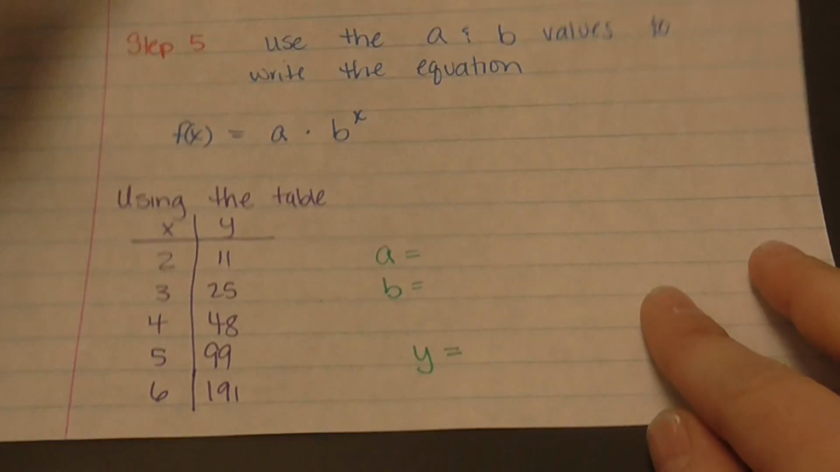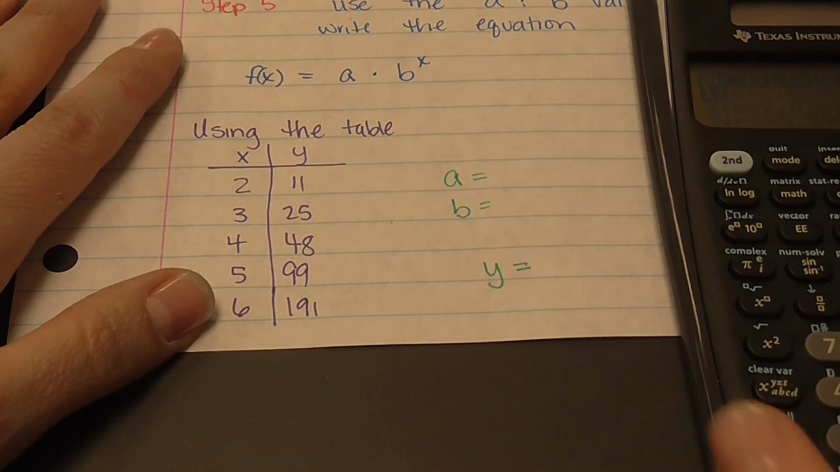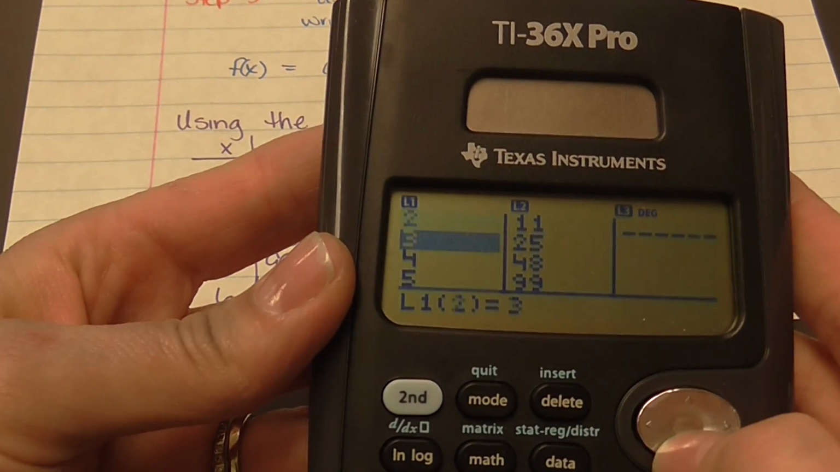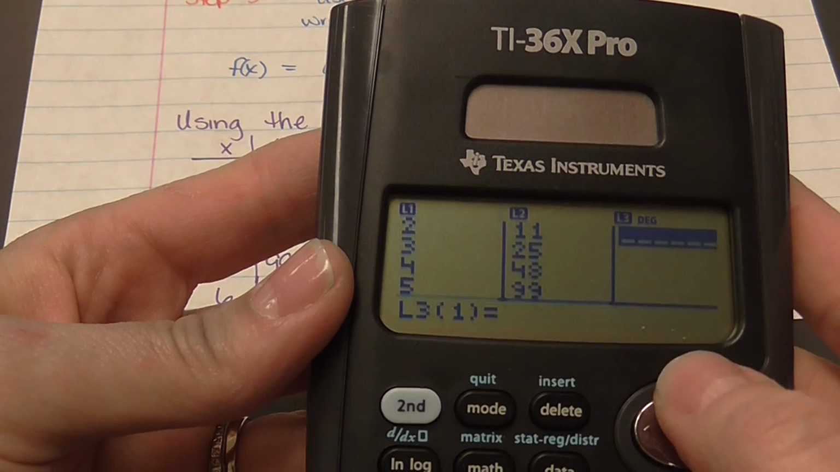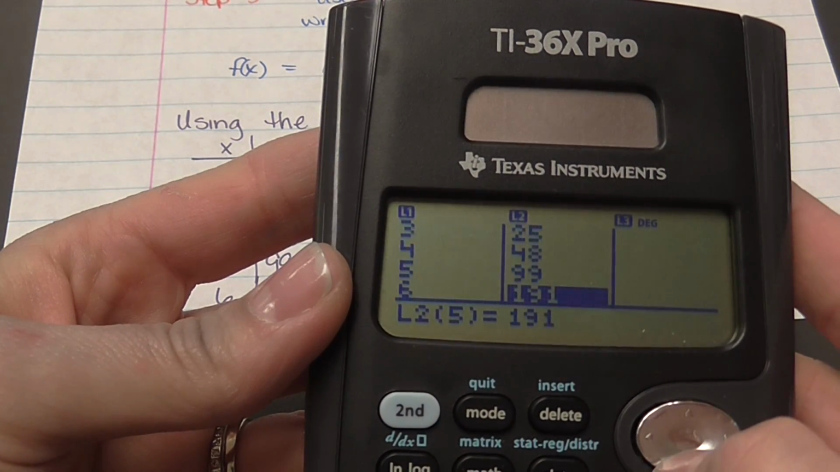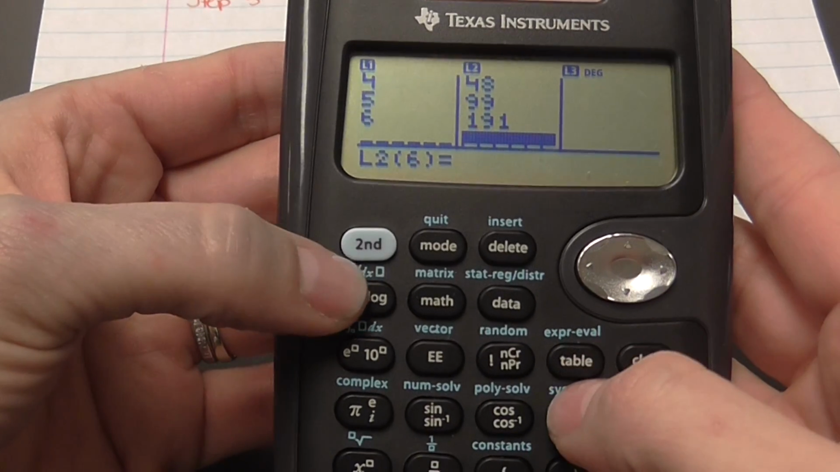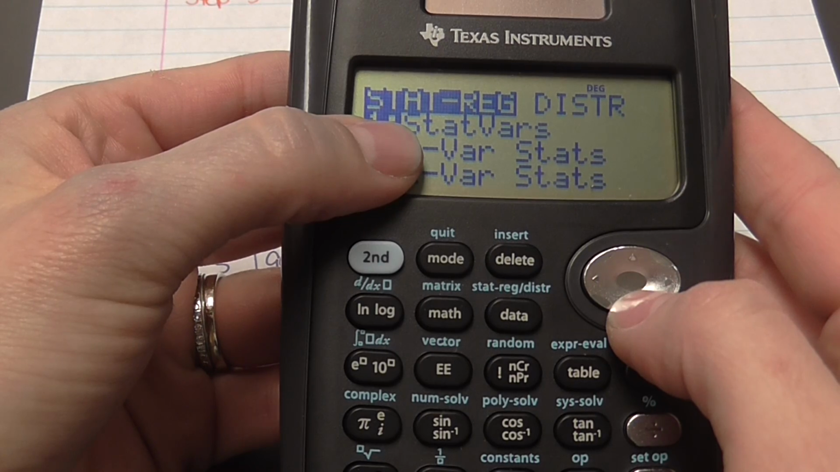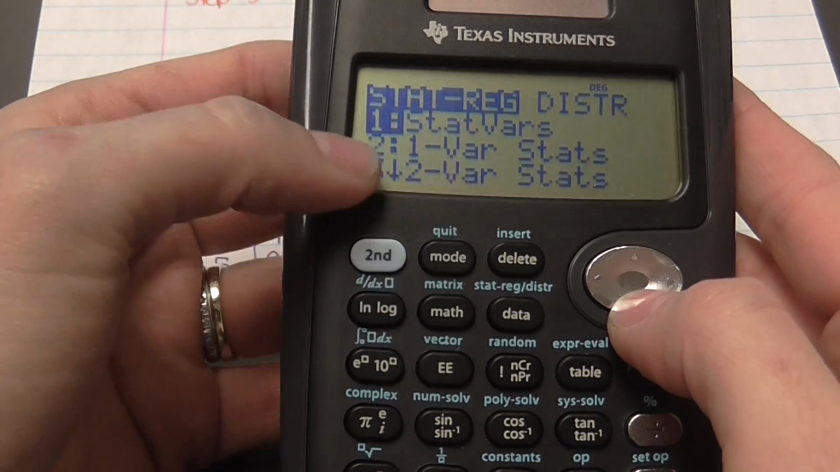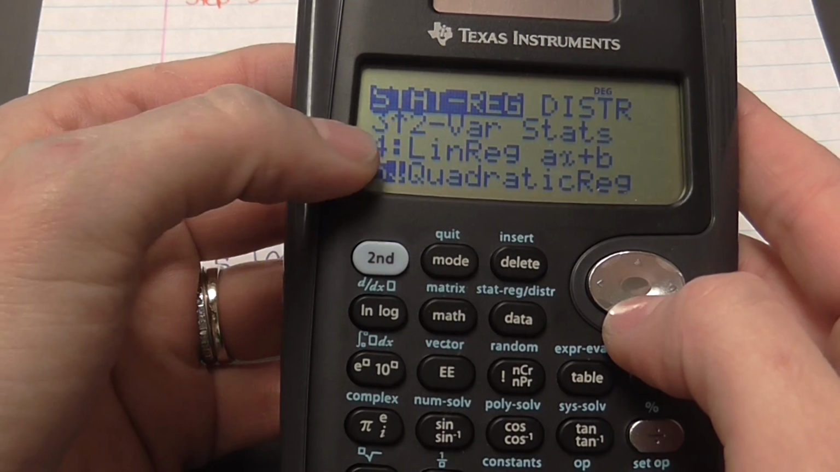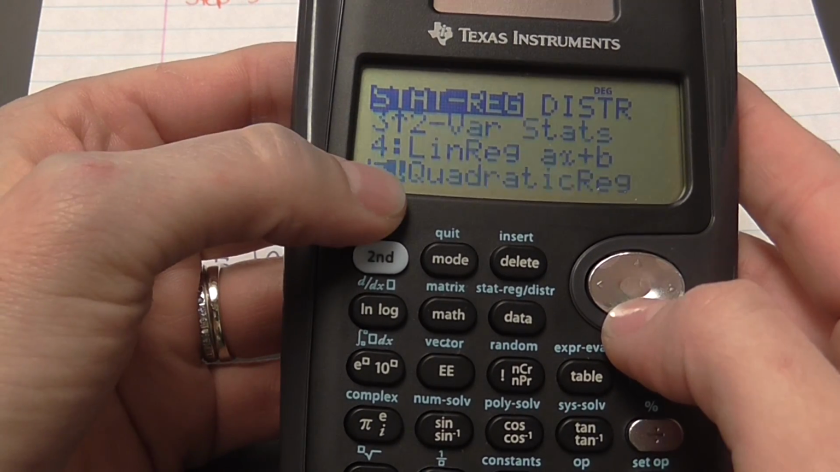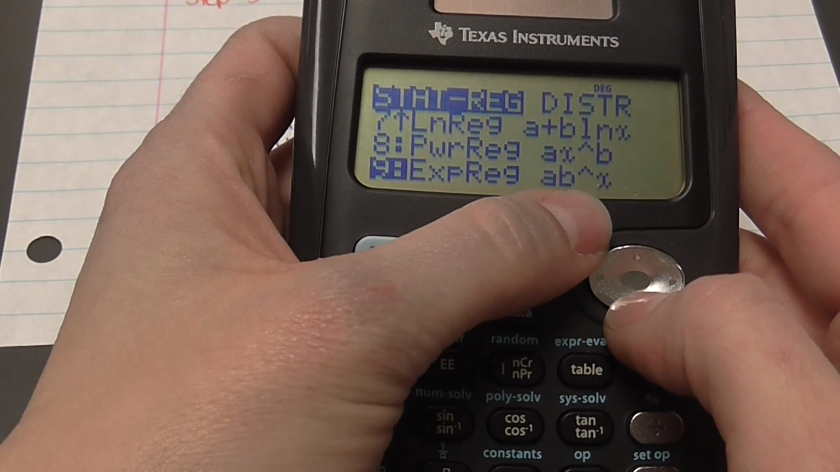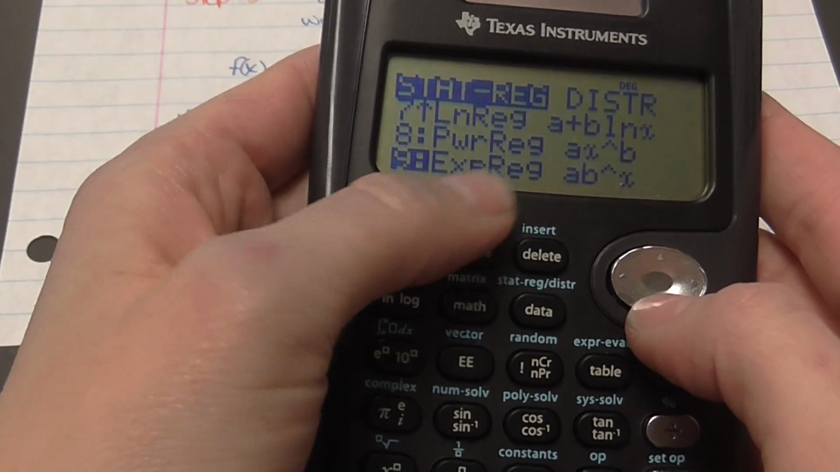So if we use this one, now this table is the one that I gave you a second ago. If I use this in my calculator, I'm going to go to L1 and L2, and I've already entered the data. So 2 through 6, and then 11, 25, 48, 99, and 191. So there's all my data. This is where I'm going to hit second, and then get to that stat regression screen. And so we get statistics and variation: 1 variable statistics, 2 variable statistics, scroll on down: linear regression, quadratic regression, cubic, power, exponential reg, AB to the x power. That's the one I want because I think it's an exponential regression.